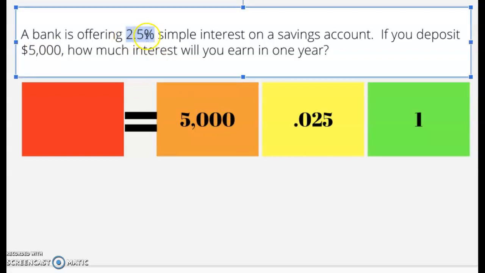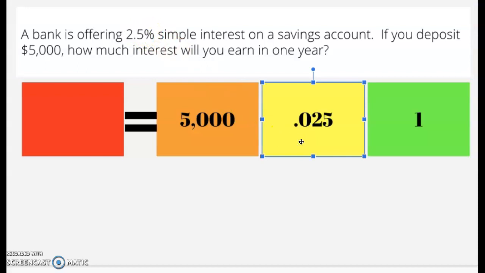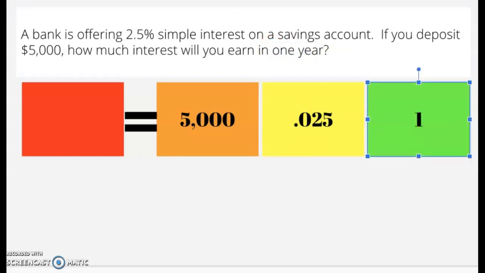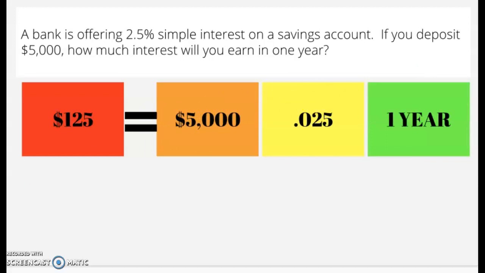2.5%, anytime you see the percent symbol, that's automatically your rate. So that's going to go in the R box. And then it says in 1 year, so we'll put 1 here. So your equation is going to be I equals principal times rate times time. And when you multiply, you're going to get $125. So the bank is going to give you $125 for leaving that money in there for a year.